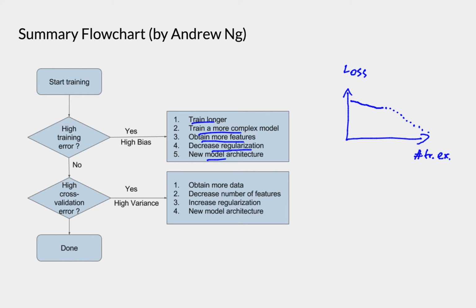However, if you have a low training error but you have a high test error or high validation error, you're likely overfitting and you have high variance. So it could be that you don't have enough data, so obtain more data if possible. You can also select features because that makes the model less flexible and maybe less overfitting.